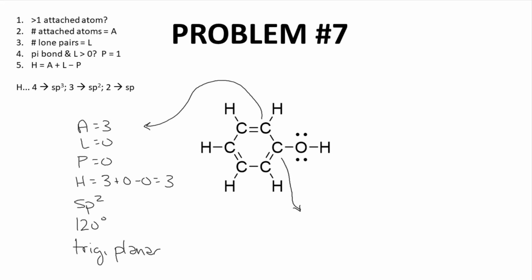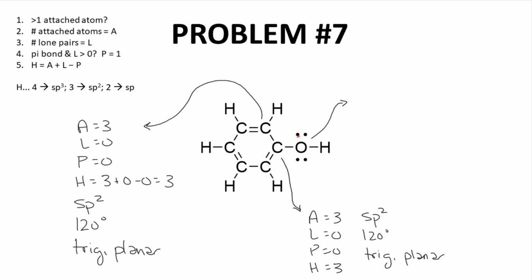Fantastic. Now we're going to do this carbon as well. This is going to be quick. This carbon also is attached to 3 atoms. Also has no lone pairs. Therefore, P again is going to be 0. If we go through the calculation of H, it's going to be 3 plus 0 minus 0. That's 3. It's also going to be sp2, also 120, and also trigonal planar. In fact, every carbon in here fits the same deal. Every one of these carbons is sp2, has a 120 degree bond angle approximately, and is trigonal planar. Okay, now that leaves this oxygen.